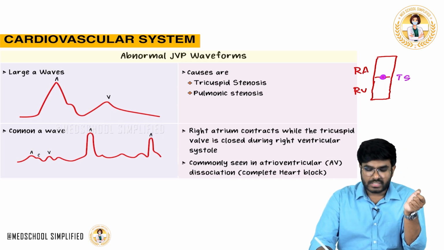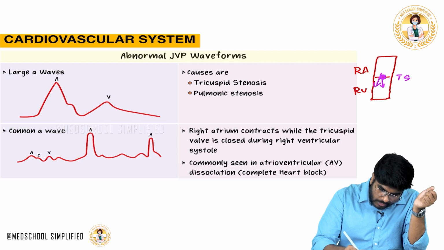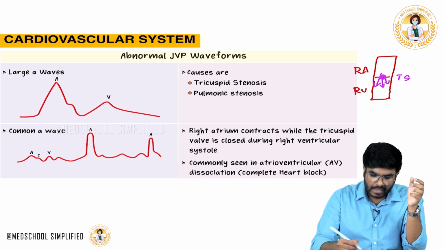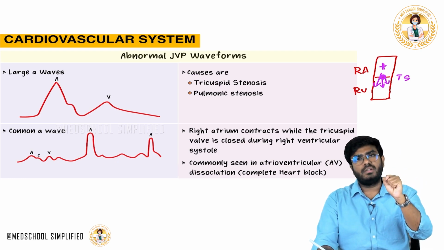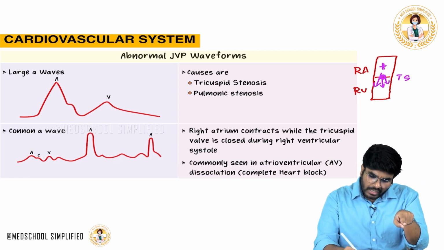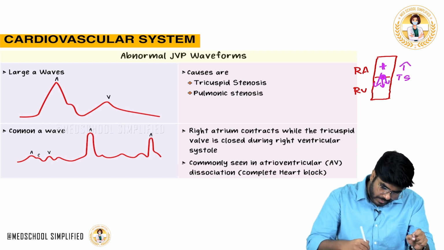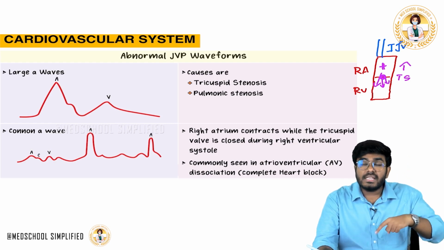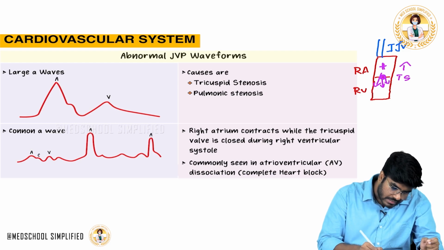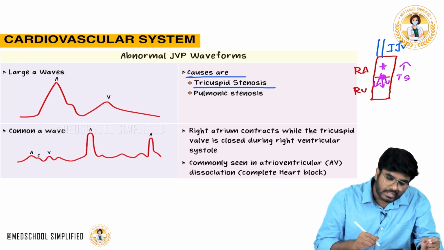Whenever there is tricuspid stenosis, in order to move the blood into the right ventricle, the right atria have to generate more pressure, or not? It has to generate more pressure. When it is generating more pressure, the right atrial pressure increases, and automatically the internal jugular venous pressure also increases. So there is a large A wave. Large A waves are seen in tricuspid stenosis.